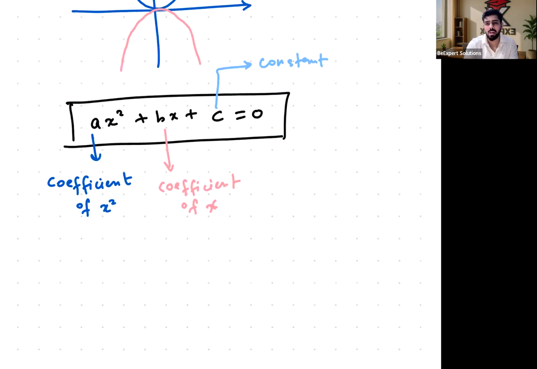Next, we need to know about the roots of a quadratic equation and how it works. But before the roots, you need to understand that there are three methods we use to solve a quadratic equation. I repeat, there are three methods. The first method is called factorization. This is a very common one which we use.